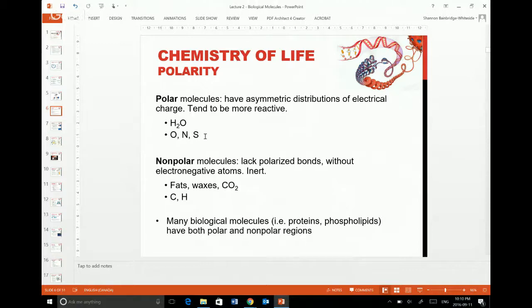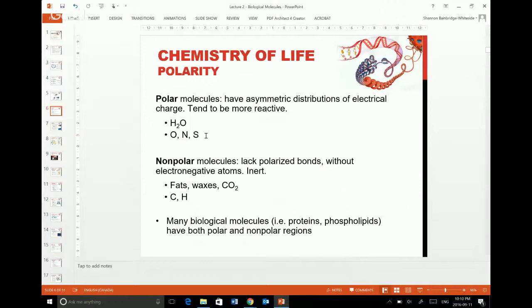Essentially, any molecule that has an oxygen, a nitrogen, or a sulfur group is going to be a polar molecule because these are highly electronegative atoms that are going to set up this polar covalent bond in any molecule they take part in.